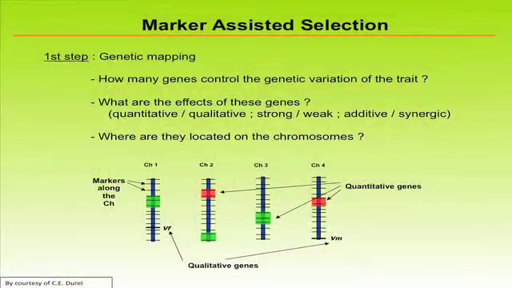Briefly, I will explain what it is. The first step is to do genetic mapping, what I explained just now. How many genes control the genetic variation of the trait? What are the effects of these genes? Are they quantitative, qualitative, strong, weak, additive, synergic? Where are they located on the chromosomes? For example, here on chromosome 1, this gene, which is a qualitative gene, is a gene for scab resistance. And in other places, for example on chromosome 4, we have quantitative genes, what we call QTL, quantitative trait loci, located for example here.